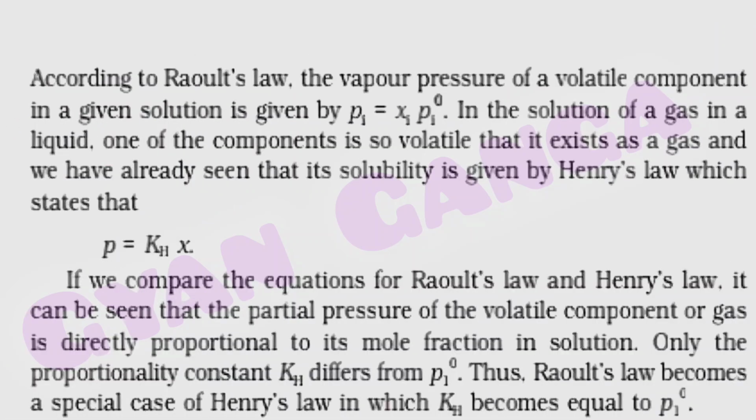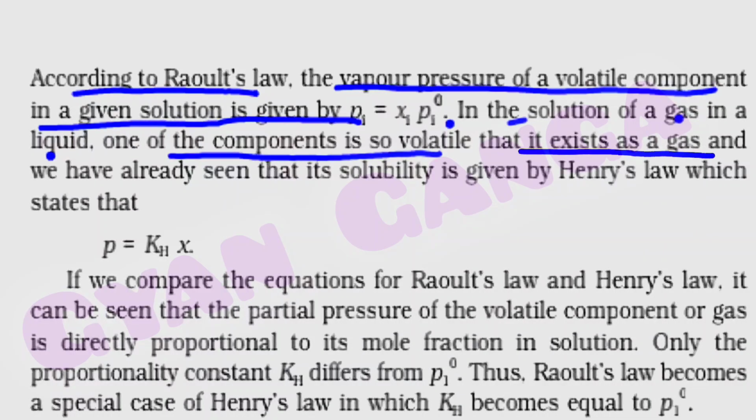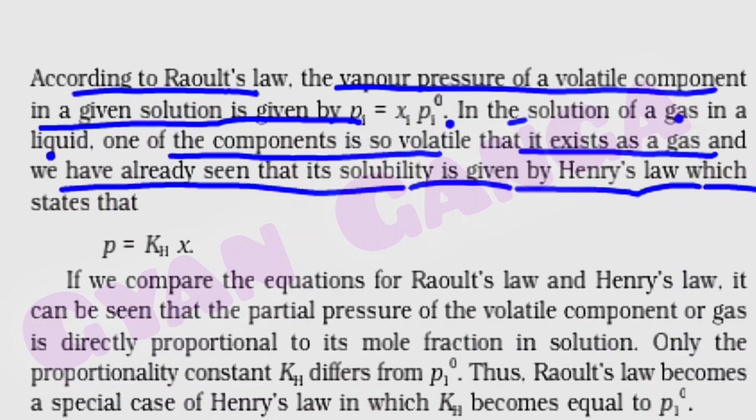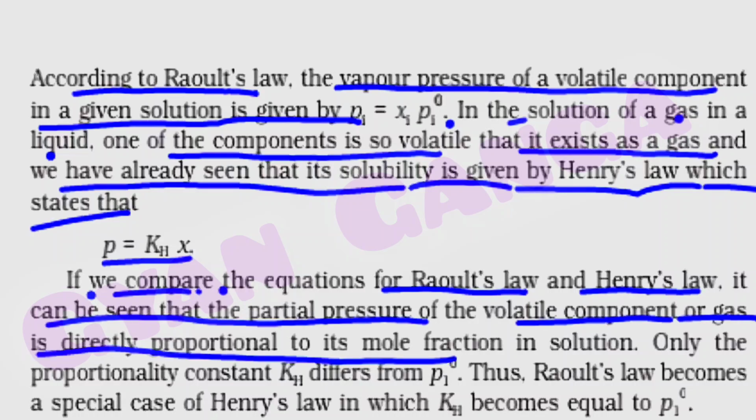Raoult's law as a special case of Henry's law. According to Raoult's law, the vapor pressure of a volatile component in a given solution is given by P1 equal to X1 into P1 naught. In the solution of a gas in a liquid, one of the components is so volatile that it exists as a gas, and we have already seen that its solubility is given by Henry's law, which states that P is equal to Kh into X. If we compare the equations for Raoult's law and Henry's law, it can be seen that the partial pressure of the volatile component or gas is directly proportional to its mole fraction in solution.